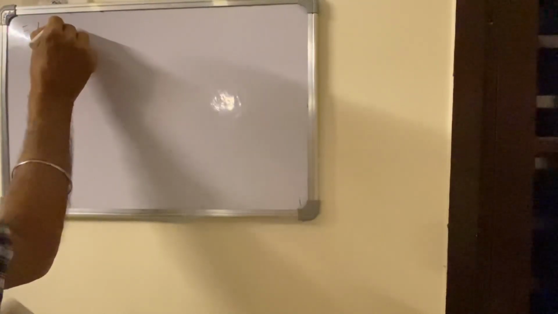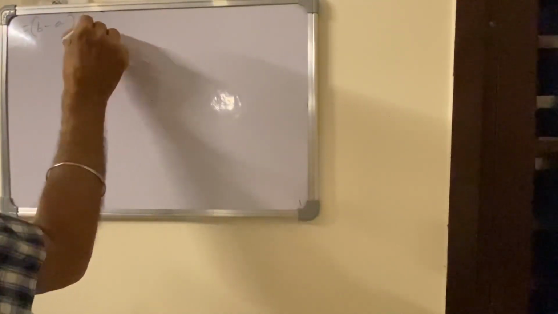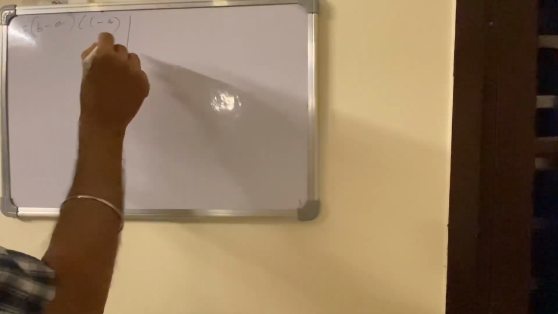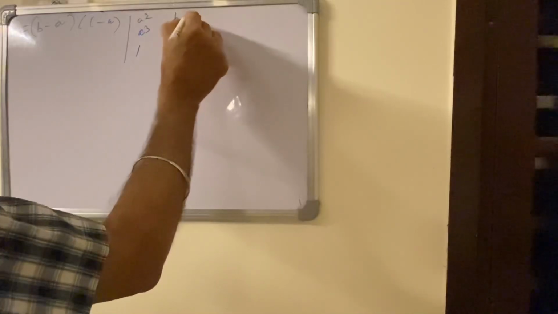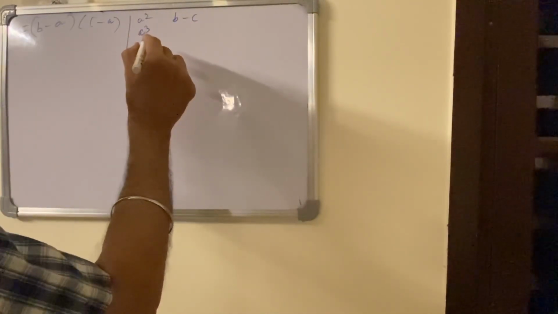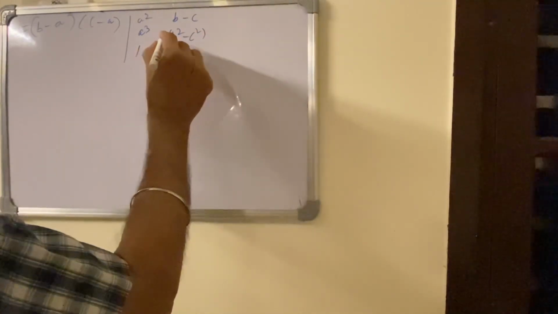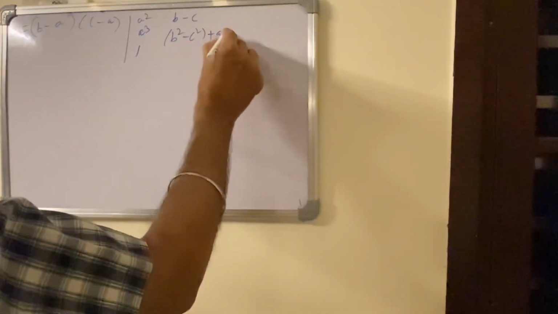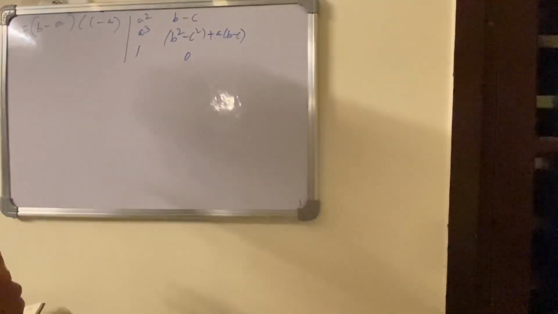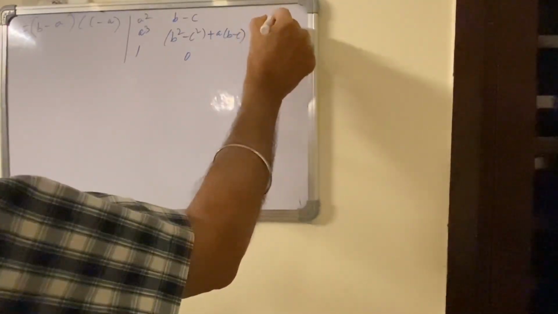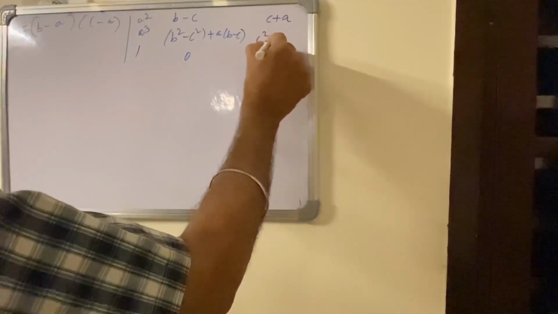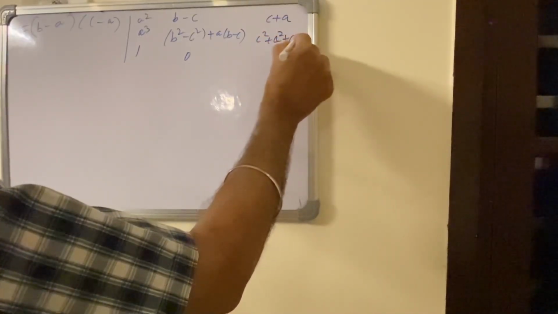This is equal to (b minus a)(c minus a). First column is a square, a cube, 1. Second is b minus c, then (b square minus c square) plus a(b minus c), then 0. Third is c plus a, c square plus a square plus ca, 0.